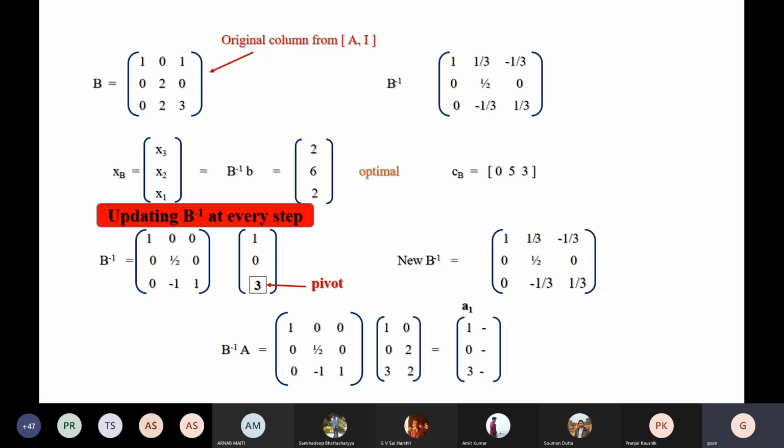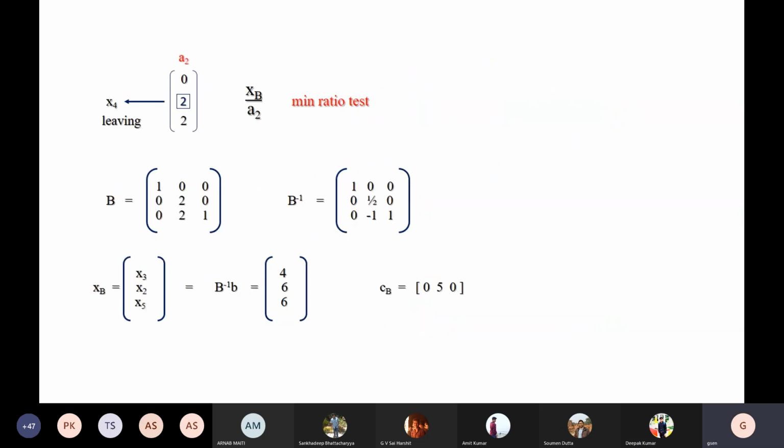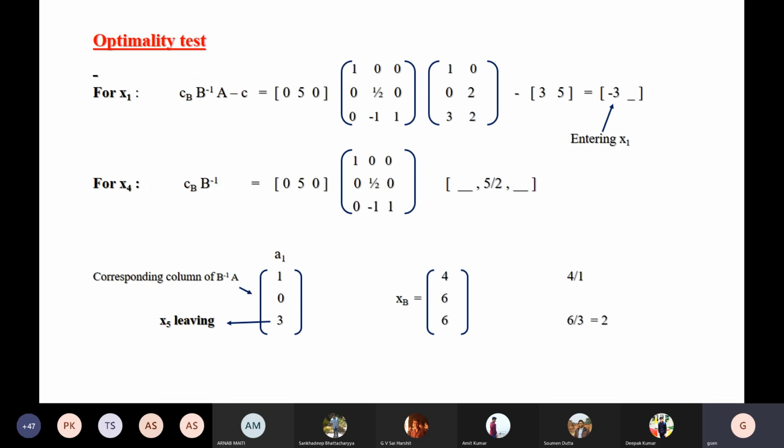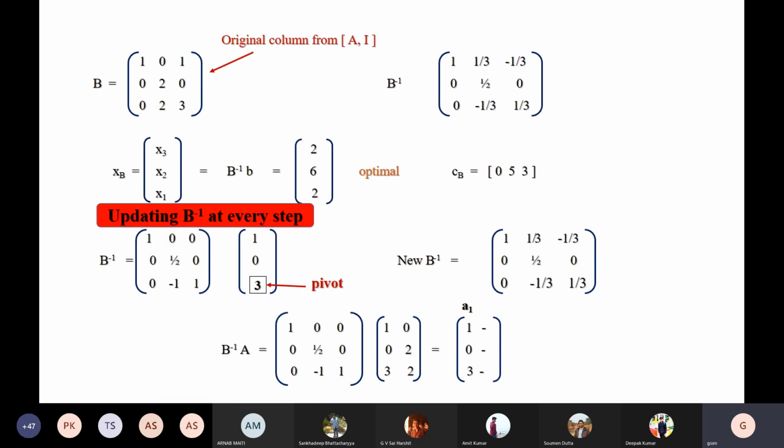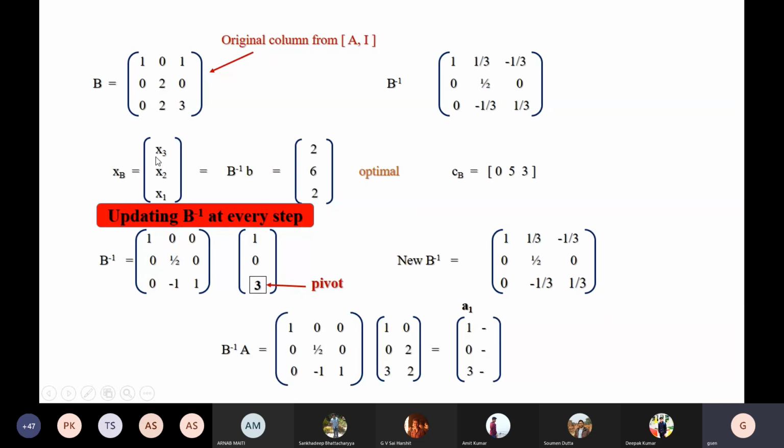Sir, can you repeat again? Yeah. So see, for this solution, we had computed B inverse, which is this one, right? For the solution, this 466, right? Which is 0.6. You know, this was the B inverse. Now the base has changed after doing all this entering, leaving, and all this thing. What is the new base now? So here x5 will leave and x1 will enter, right? Which means you will have a new base.